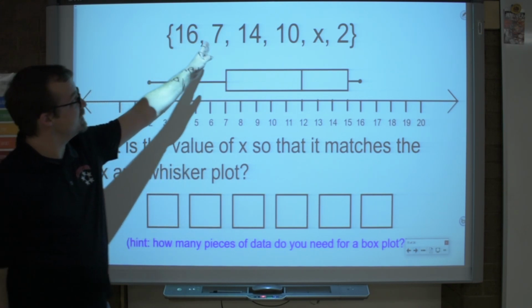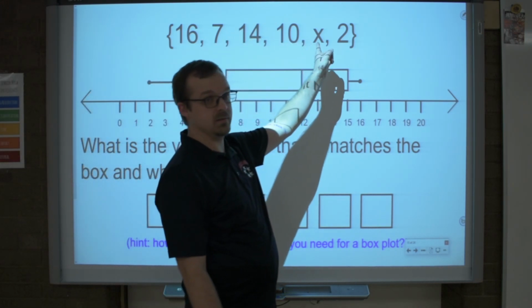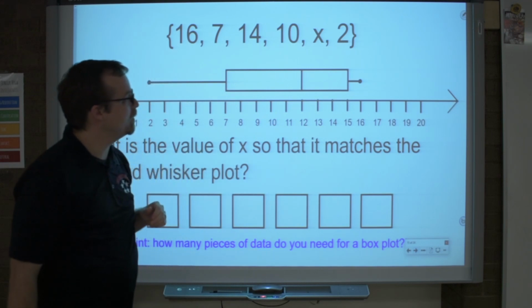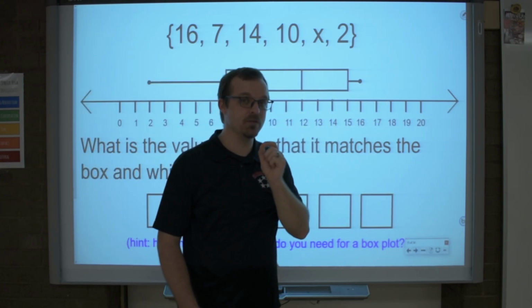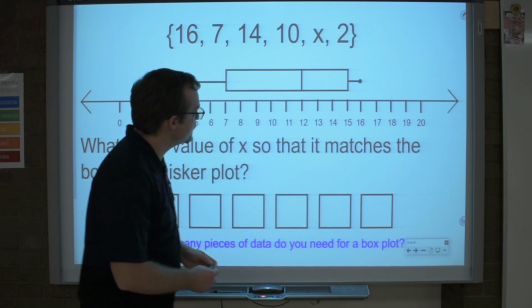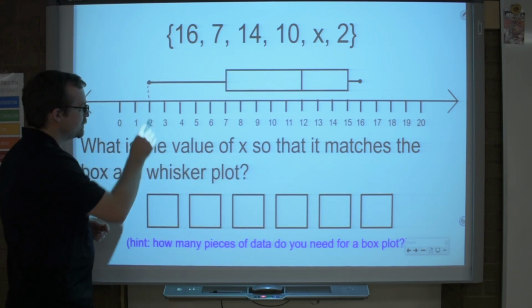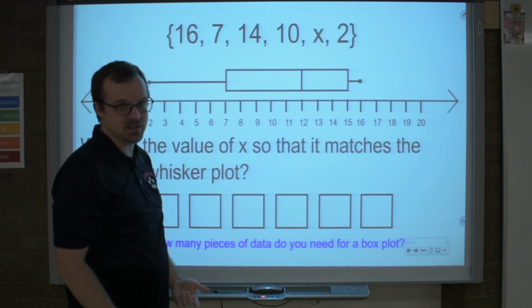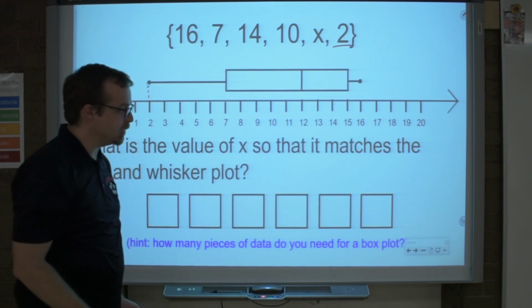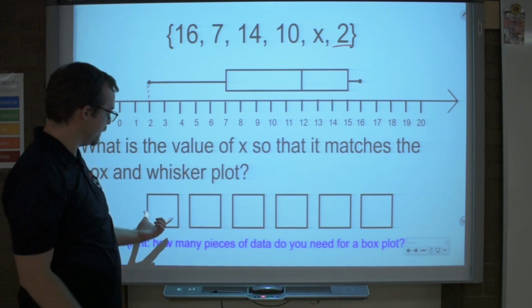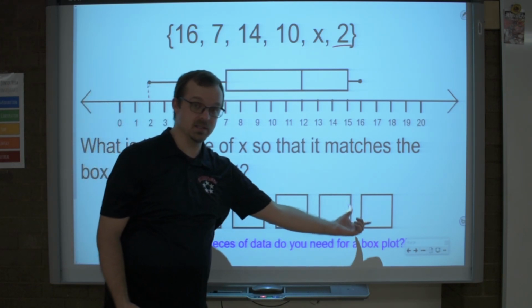I've got my data 16, 7, 14, 10, something, and 2. And a box plot never tells you what data you have or how much data you have except for a few points, okay? For instance, 2. If 2 is the minimum, that means 2 has to be a value, right? And we can see that right here. So 2 is my minimum. And I'm going to start taking these values and putting them in order from least to greatest down here.